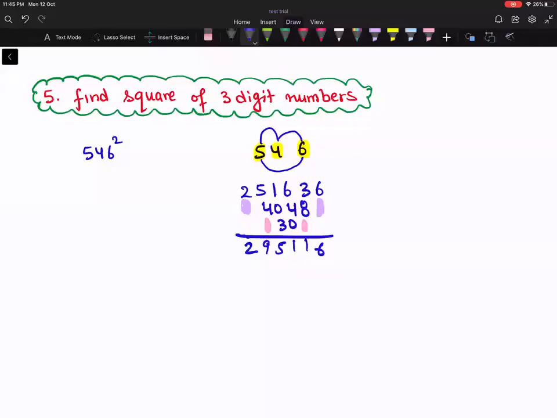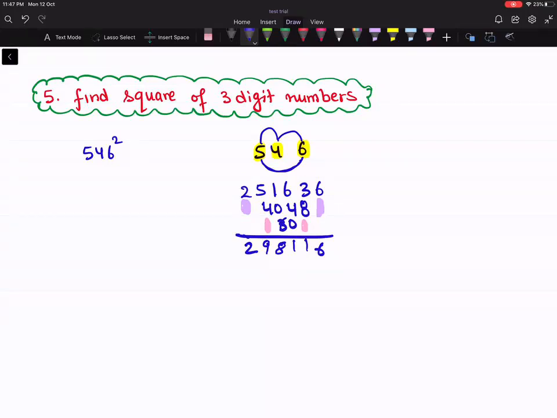Oops, we forgot to do the twice, right? When you are multiplying, right? 5 sixes are 30 and twice of 30 is 60. And this is 298116.